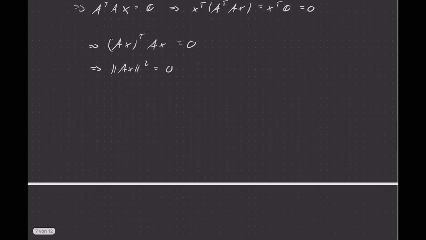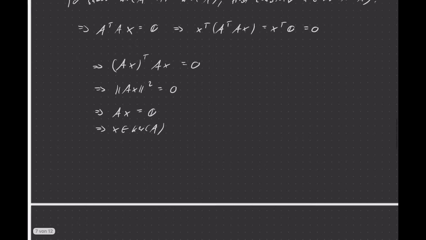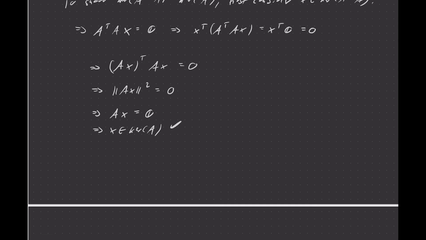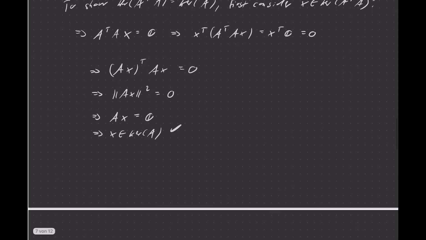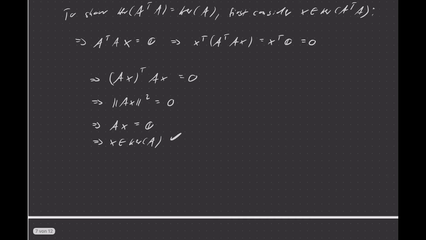So that's 0. And by the rules of norms, the norm is 0 if and only if the vector inside the norm is 0. So this is the zero vector. And that in turn means that x solves the equation Ax equals 0. So x is in the kernel of A. That was the first part of what we have to prove here. So an element that is in the kernel of A^T A is also in the kernel of A.